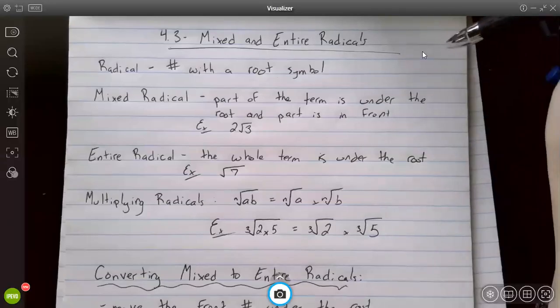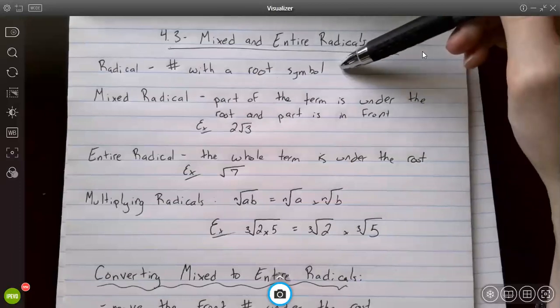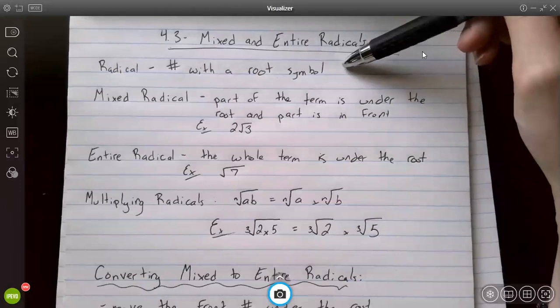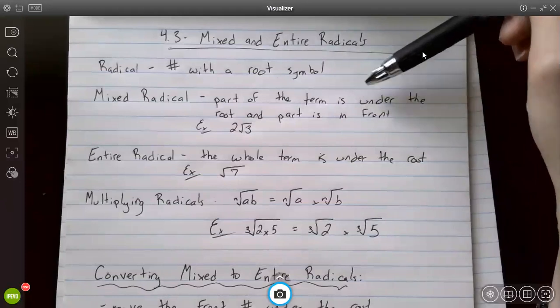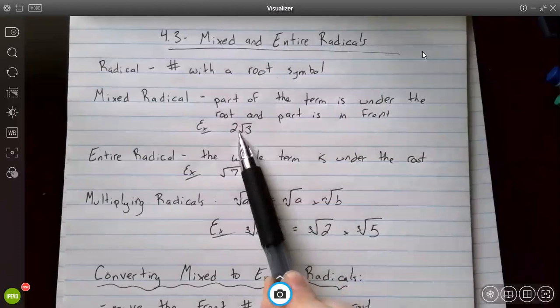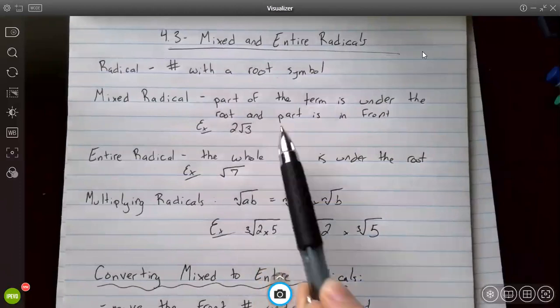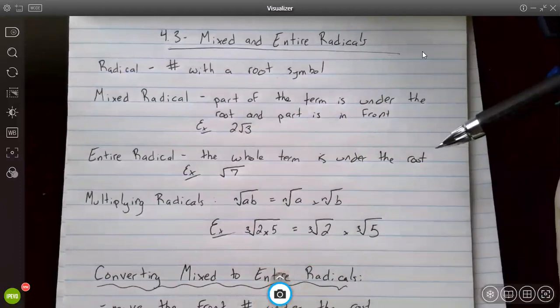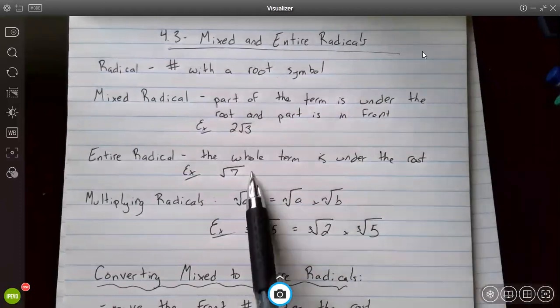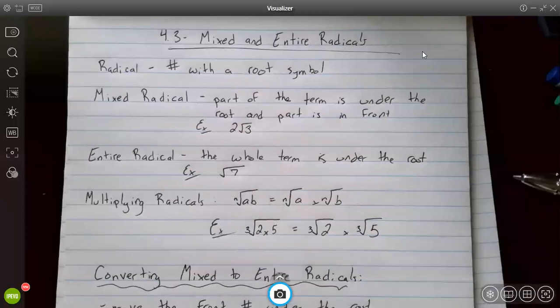Okay, guys, today we're going to be going over entire and mixed radicals. So a radical is just any number with a root symbol. Radicals can be either mixed or entire. A mixed radical has part of the term underneath the root and part of the term in front of the root, like this example here, 2 root 3. An entire radical has the whole term underneath the root symbol, like the square root of 7.